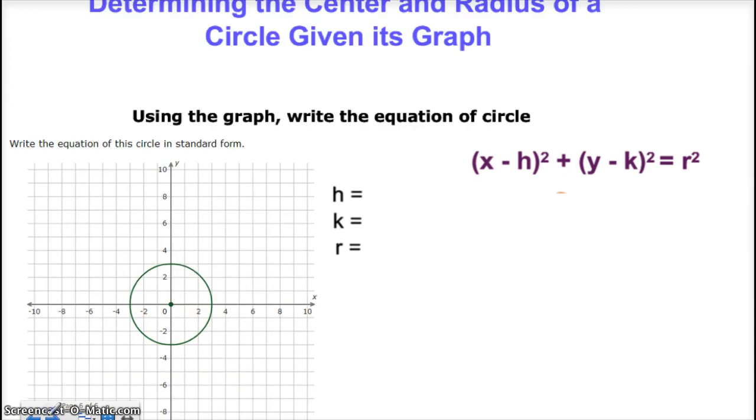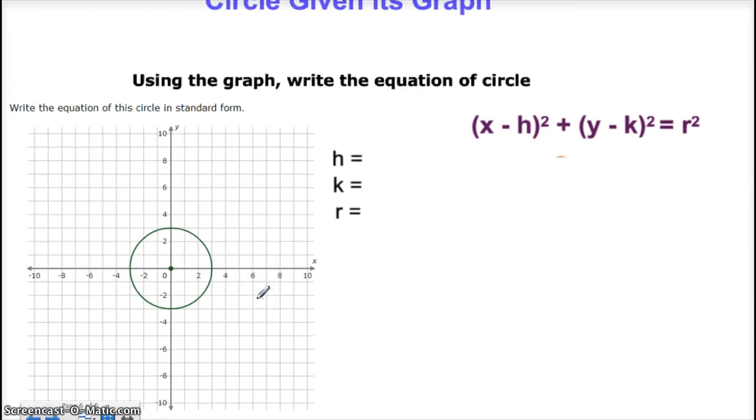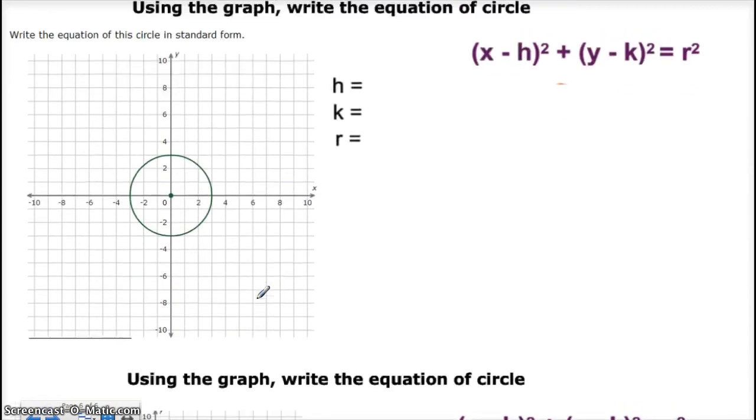All right, let's try an IXL problem. Look at this guy. Where is the center of this circle? Well, the center is just at 0, 0, so that's a pretty easy one. So for our h, we just have to put 0, because this is 0, 0. And our k is 0. Our radius, we just count, is 1, 2, 3. So our radius is 3.